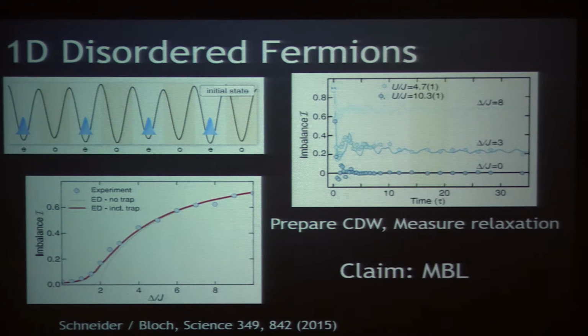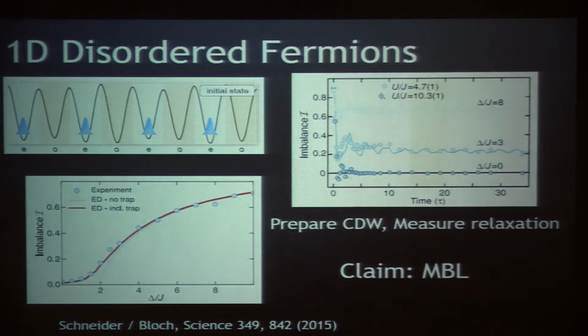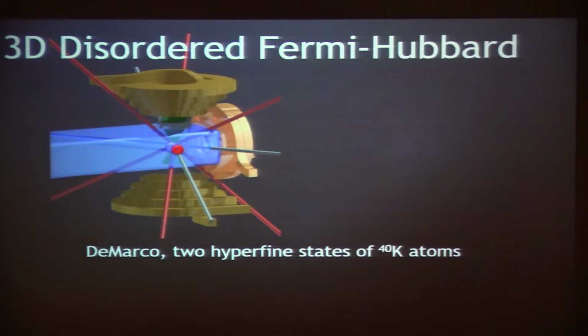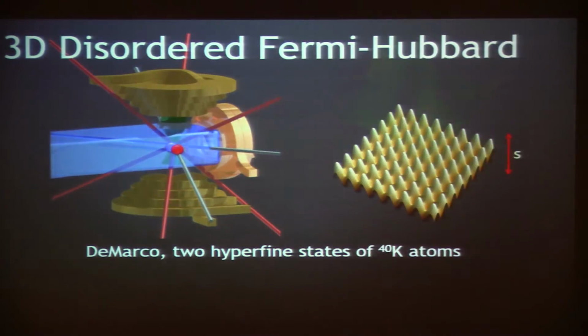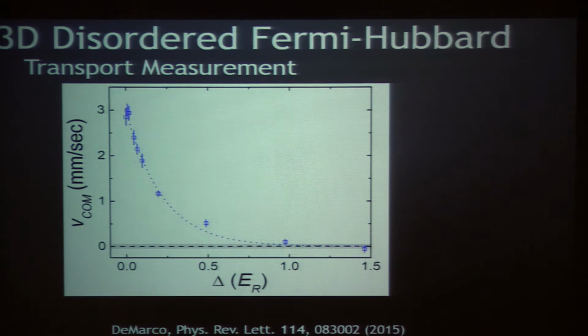Okay, so I'll tell you about, I know my time is up, I'll tell you about one more measurement. Again, it's my measurement. We also did experiments with a 3D disordered lattice with fermions. Okay, so in this case, we did a measurement of a disordered Fermi-Hubbard model. And that's a model we realized. Let me just skip through this quickly.